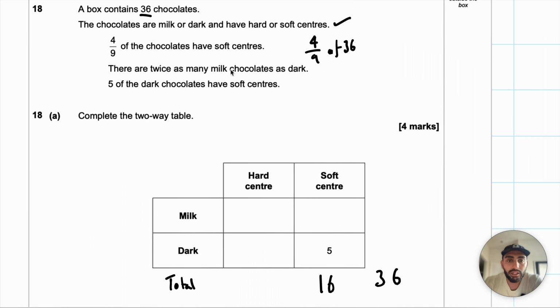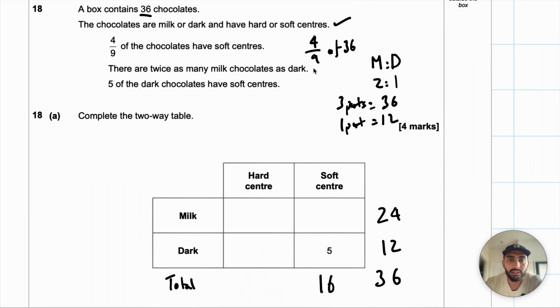There are twice as many milk chocolates as dark. So milk to dark is in the ratio 2 to 1. So milk has 2 parts and dark has 1 part. Altogether, there are 3 parts, which is equal to 36 chocolates. So 1 part would be equal to, I divided that by 3, I'll divide this by 3, so that's 12. So 2 times 12 is 24. The total milk ones are going to be 24, and we know what 1 part is, it's just 12. And you can see 24 and 12 gives me 36. That's that one done. 5 of the dark chocolates have soft centers. Dark and soft, that's already done.